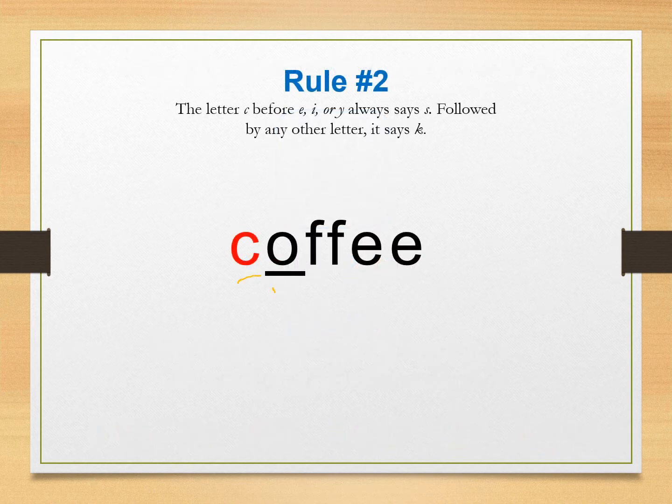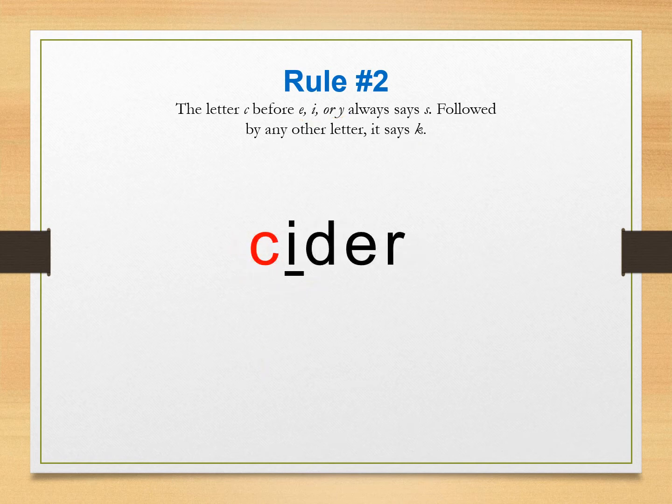Here, the letter C is followed by the letter O. O is not an E, I, or Y. That means the letter C in this word says K. This word is coffee. What word? Coffee. This word, the letter C is followed by an I. I is an E, I, or Y. So this C says S. This word is cider. What word? Cider.